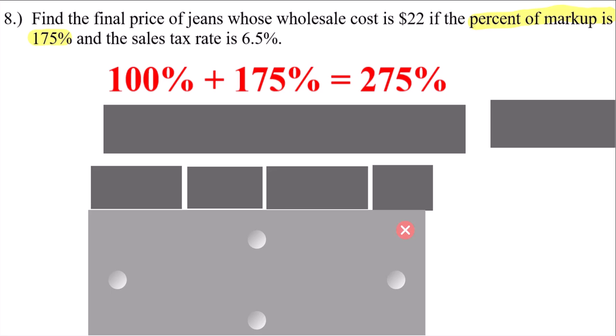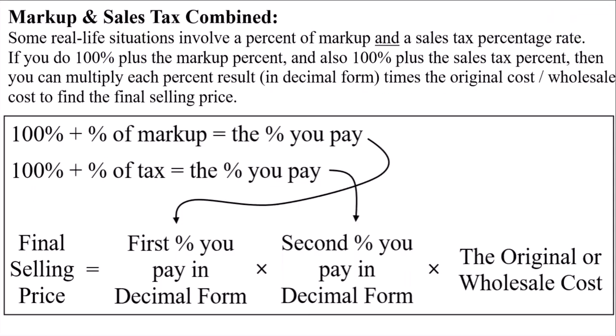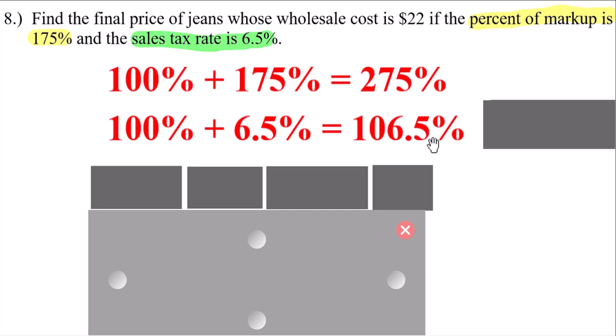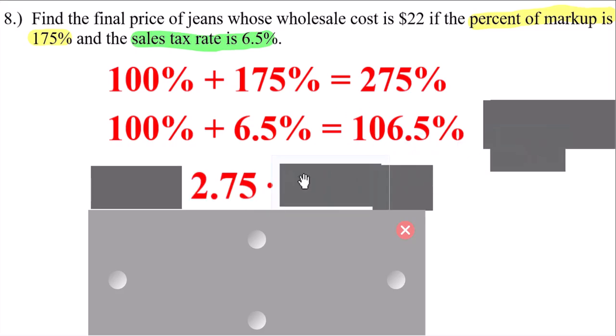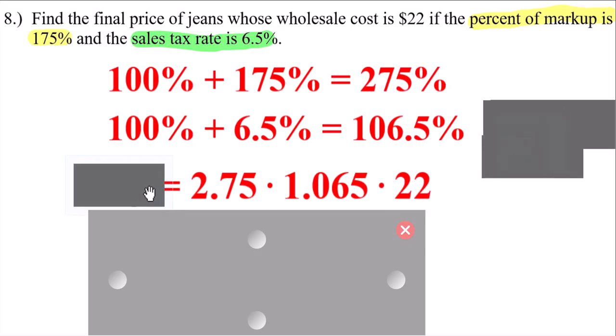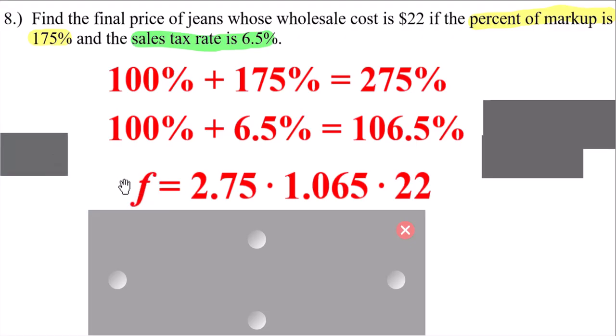But wait, there's also sales tax. This, we're not going to add a 275%. No. Look back at what we did. We still always start at 100%. 100% plus the 6.5% means we will pay 106.5% of the marked up price. So follow with me here. 275% is 2.75 times 106.5% is 1.065. Move the decimal point 2 places to the left. And then times the original wholesale cost, which we were told was $22. And that will equal the final selling price.